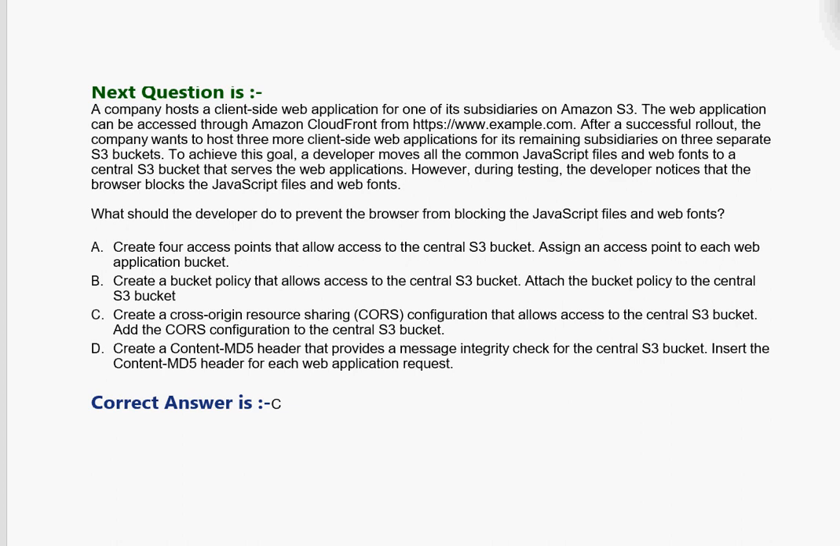Option C. Create a cross-origin resource sharing (CORS) configuration that allows access to the central S3 bucket. Add the CORS configuration to the central S3 bucket. Option D. Create a content MD5 header that provides a message integrity check for the central S3 bucket. Insert the content MD5 header for each application request. The correct answer is C.